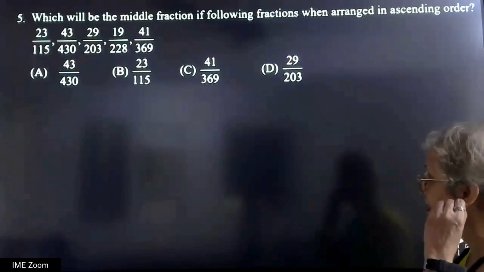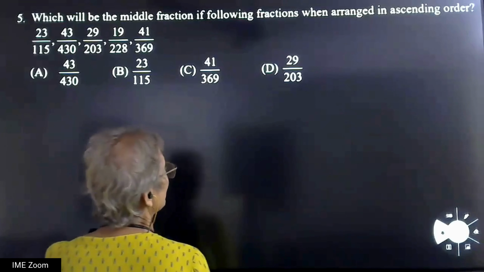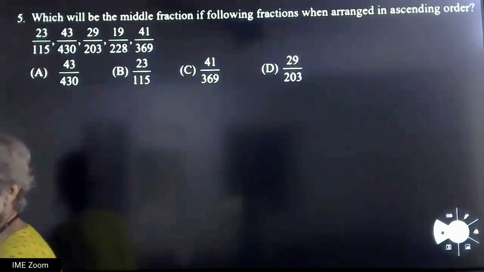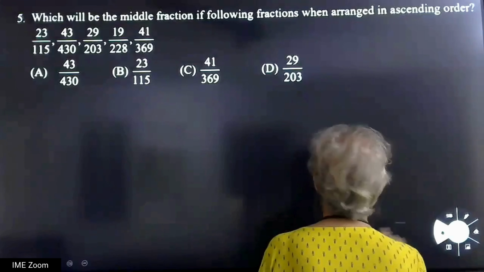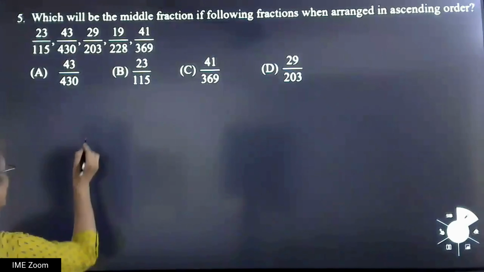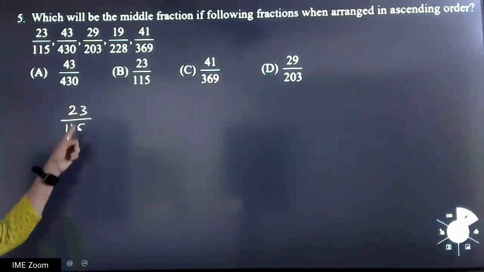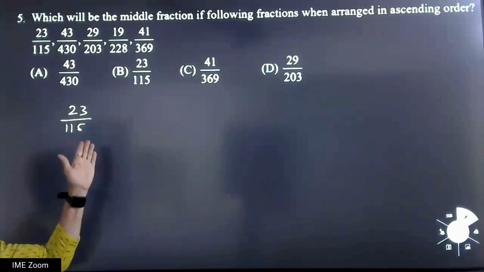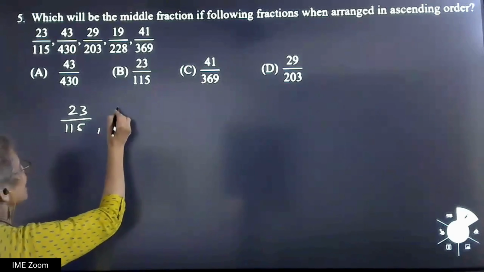Yes. See, look at this question. Comparison. Which will be the middle fraction if the following fractions are arranged in ascending order? Okay, let us look here. See the given fraction, 23 upon 115. Try to find out the relation between these two. If you know the multiplication tables, you can easily find out. Otherwise, just think of it. Can you reduce it? Then 43.